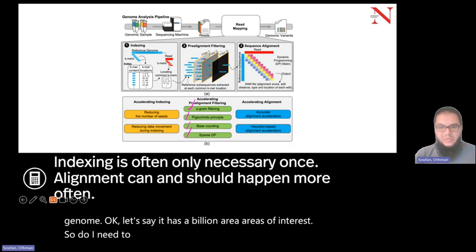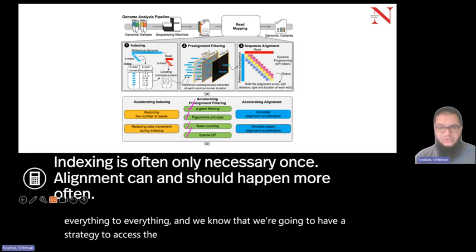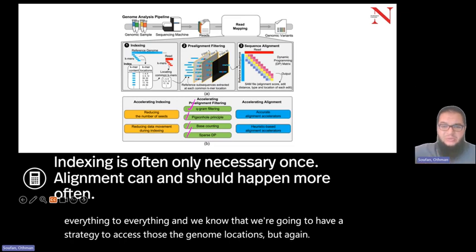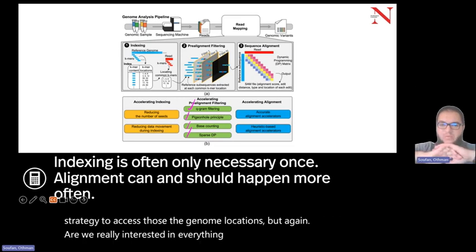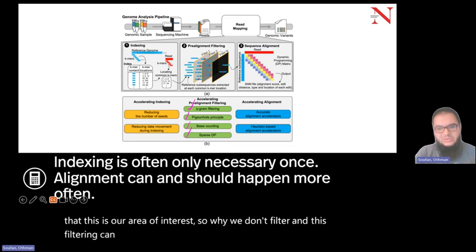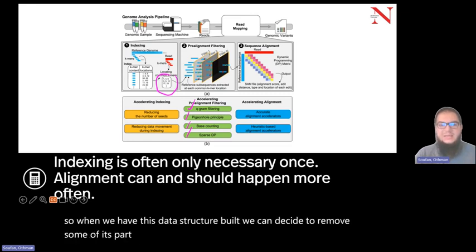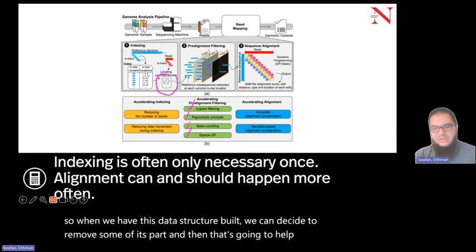Again, we understand we don't need to compare everything to everything, and we know that we're going to have a strategy to access the genome locations. But are we really interested in everything? We know what our area of interest is, so why don't we filter? This filtering is something we subject the reference subsequences to. When we have this data structure built, we can decide to remove some of its parts, and that's going to help us reduce the number of comparisons.